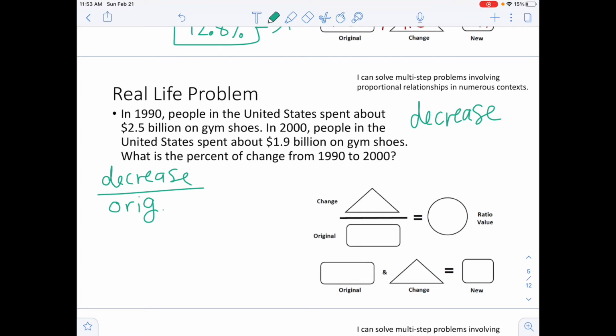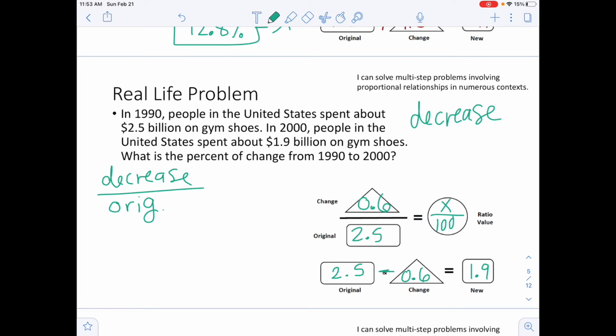And to do that, I'm going to use my shapes. So I know my original was 2.5 billion. Plug that in for both my originals. I know the new was 1.9. And then I know we're looking for that percent of change, so x over 100. Well, here we have a decrease, so I'm going to do 2.5 minus 1.9. So 2.5 minus 1.9 is 0.6. So 0.6 billion. So I'm going to plug that in for my change.